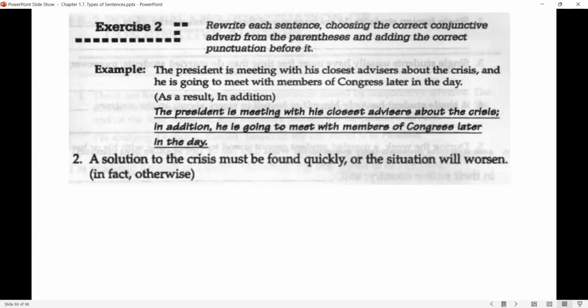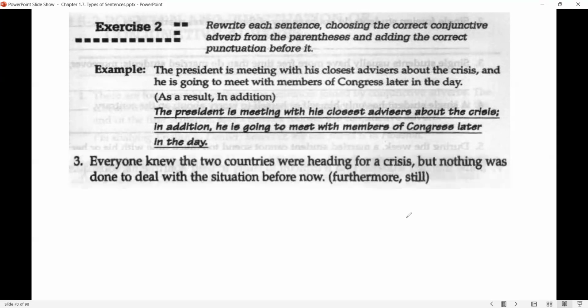Okay, a solution to the crisis must be found quickly. So you have the coordinating conjunction or. So instead of or, I can say otherwise. Otherwise, the situation will worsen, or the situation will worsen. Both are correct. We just have more variety in our writing. Number 3.